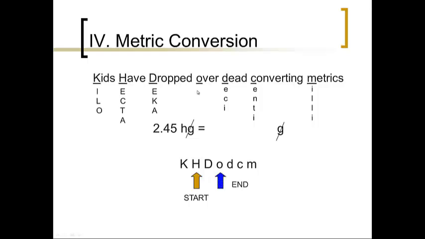Okay. So I need to get from H to the O. How do I do that? I need to go to the right. How many spaces? 1, 2. So what do we do? We move the decimal place. We do the exact same thing to the decimal place that we did with our letters to go from H to O, basically. So I move 1, 2 to the right. Decimal place ends up after the 5, so it's 245 grams.